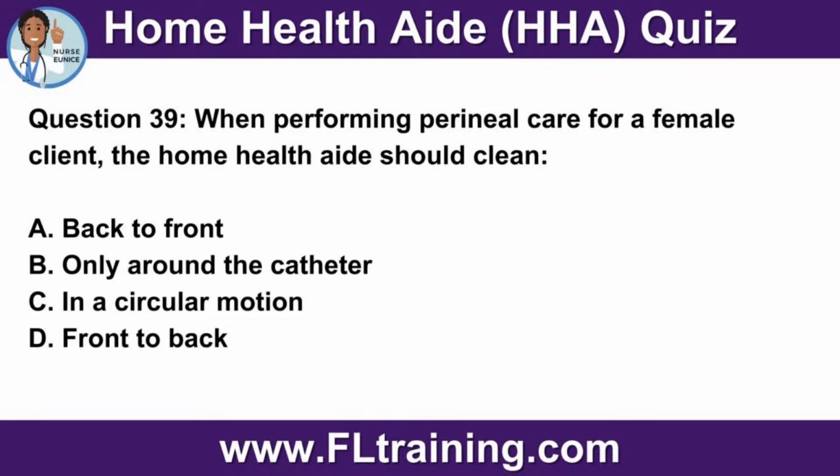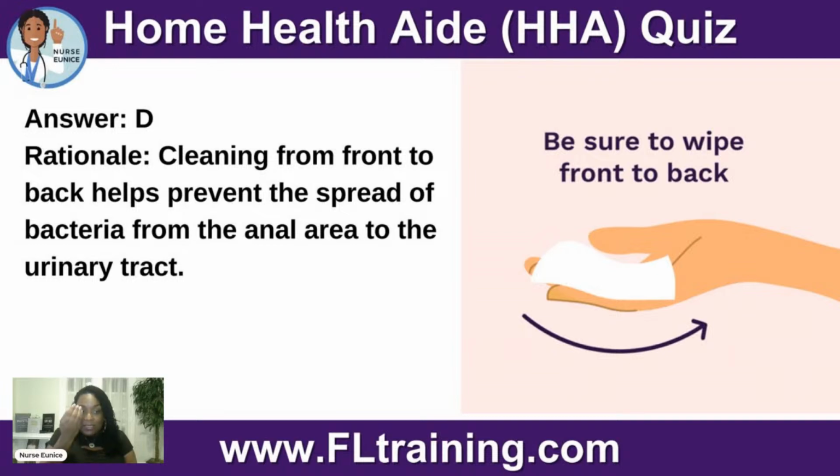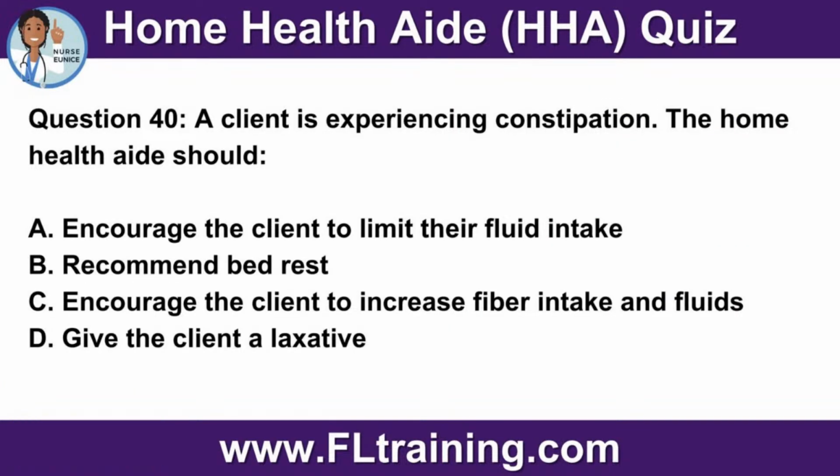So that's right, everybody. You want to wipe a female in the correct direction, which is D. Cleaning from front to back helps prevent the spread of bacteria from the anal area to the urinary tract. So the way I want you to remember it is we wipe from the cleanest area towards the dirtiest area. That's why even with our baths, we wipe from the cleanest area down towards the dirty area. So it's always going to be cleanest to dirty, or for a female, especially when you're cleaning their genitalia, from front to back is best.